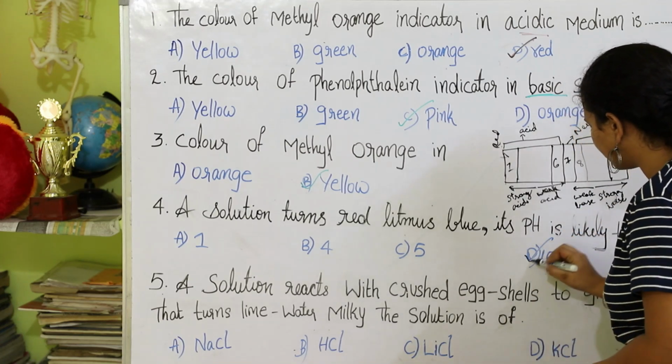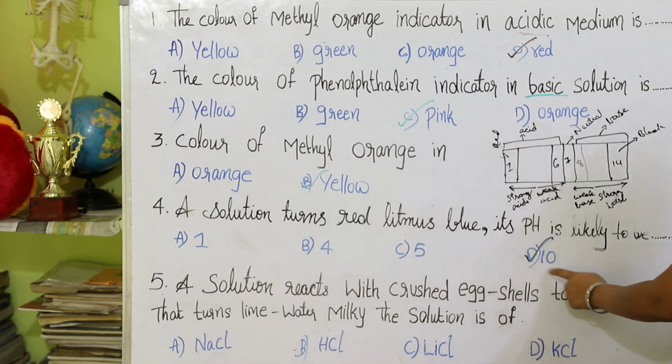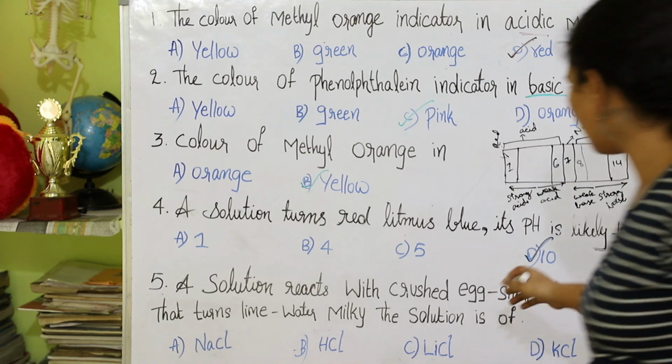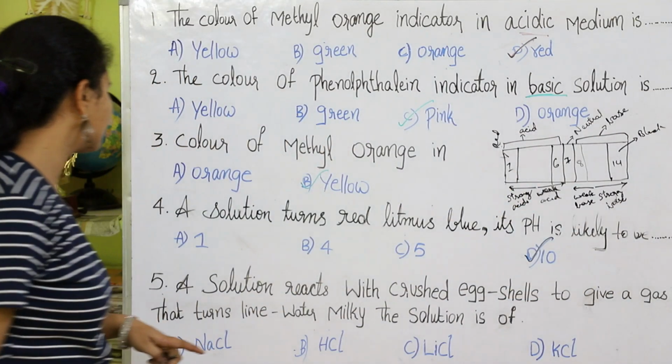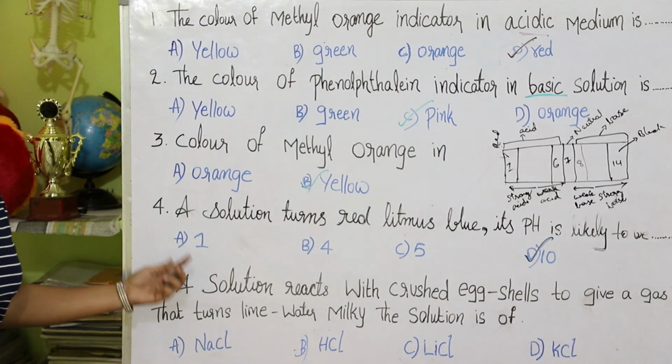Let me mark it. D will be the correct answer because after 8 you get 9, 10, where 10 is a base, according to the pH scale. Clear? Very good. Now let's go for the fifth one.